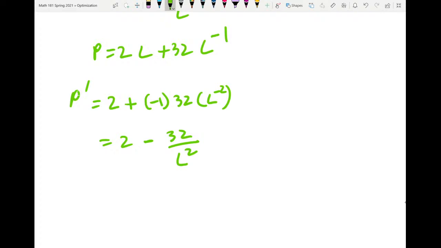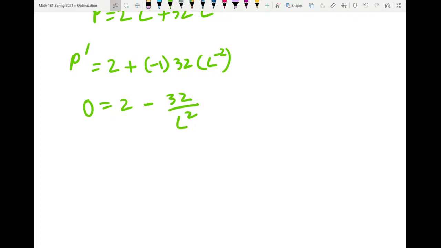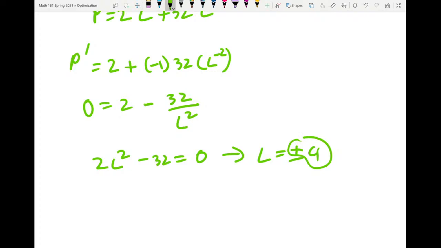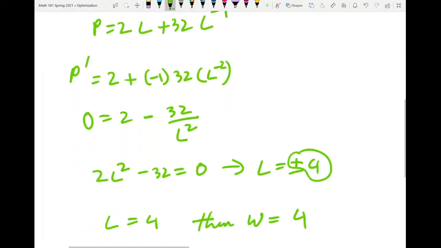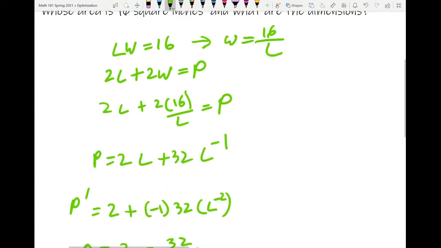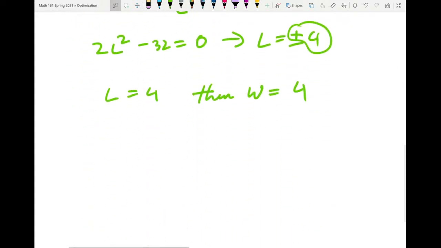To optimize the perimeter, we set the derivative P prime equal to 0. That's the critical point, and we solve for L. When we solve, we get 2L squared minus 32 equals 0. So L equals plus or minus 4, and we only care about plus 4. Since L is 4, then W is also 4, because W equals 16 over L. All right, let's try another problem.